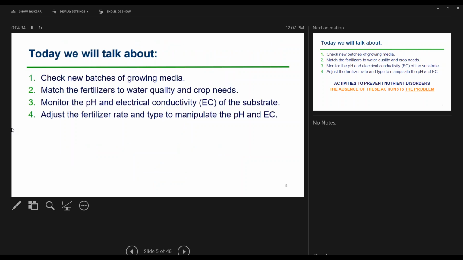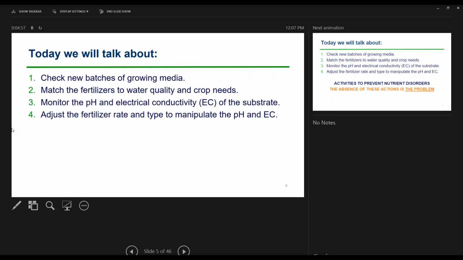So today we're going to talk about 4 different things. First, we're going to talk about checking new batches of growing media. We're going to talk about matching fertilizers to water quality and to crop needs. We're going to talk about monitoring pH and EC of the substrate, and we're going to talk about adjusting the fertilizer rate and type to manipulate the pH and EC.